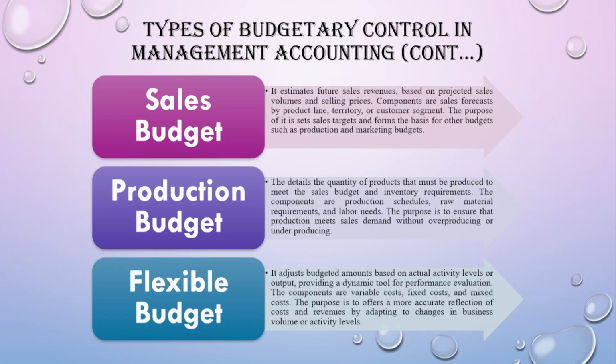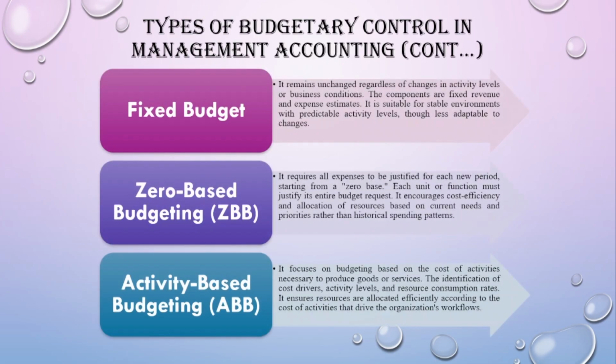or activity levels. Another type of budgetary control in management accounting is called the fixed budget. What is a fixed budget? It remains unchanged regardless of changes in activity levels or business conditions. The components are fixed revenue and estimates. It is suitable for stable environments with predictable activity levels, though less adaptable to changes.